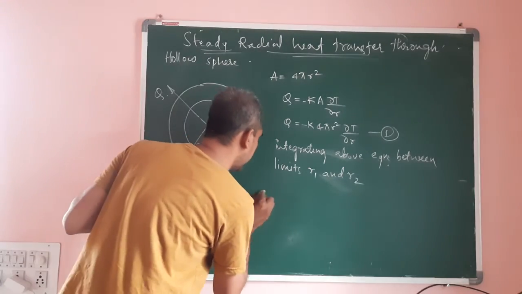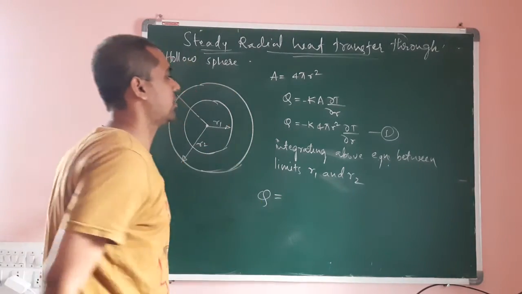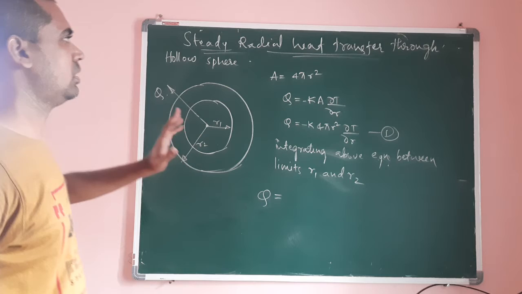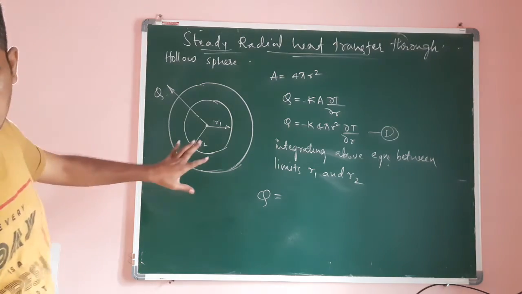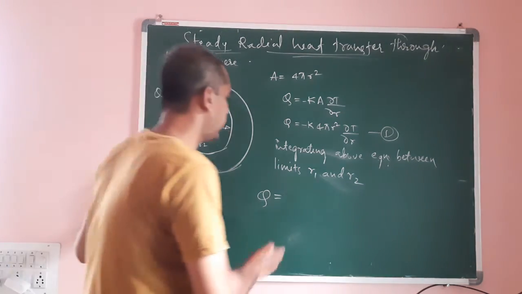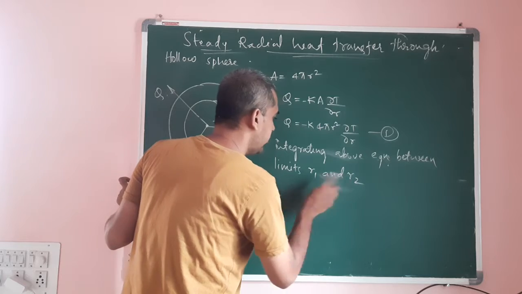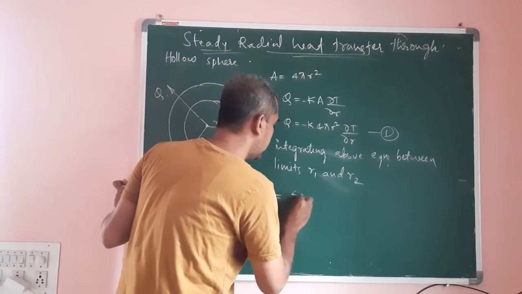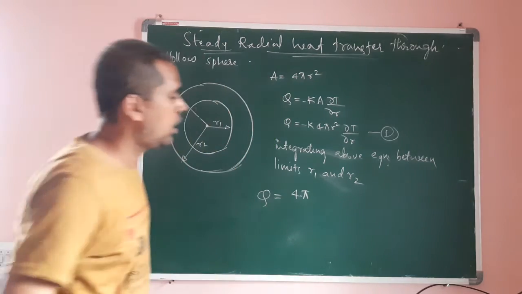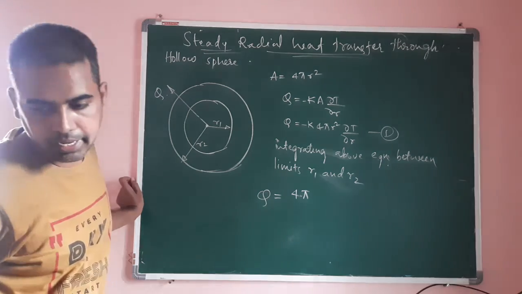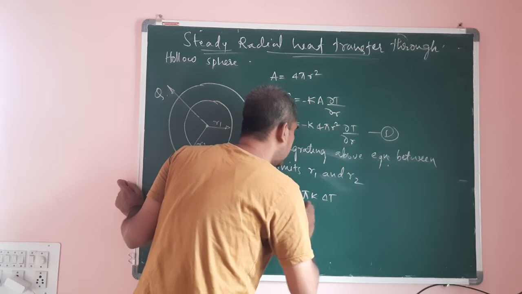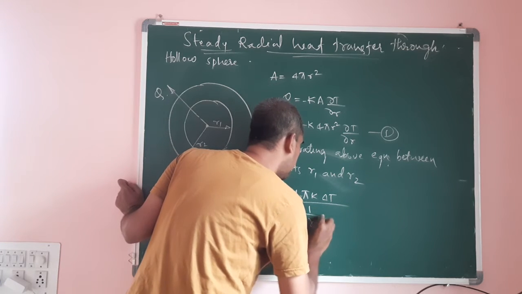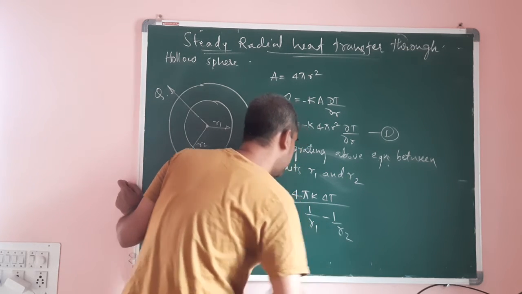I will write the direct equation that is necessary for you to solve problems, because if we check the previous year question papers, they have not asked for this derivation, so it is not much important. If we integrate and apply the limits r1 and r2, what we get is 4 pi k into delta t divided by 1 by r1 minus 1 by r2. We will get the equation like this.